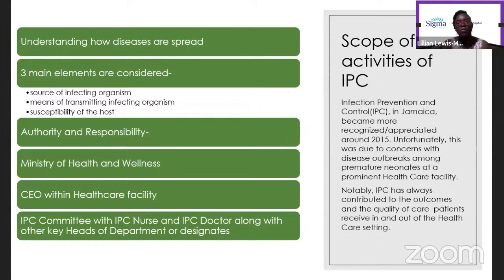You also have the portal of entry. So the portal of entry is how will this actually get into the system? So it could be through the respiratory tract, it could be the GI tract, it could be the mucous membranes, it could be the skin. You have the portal of exit, where is it coming out, through excretions, through body fluids? Is it coming out in droplets or in aerosols?